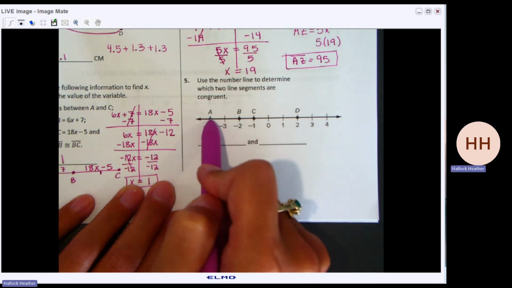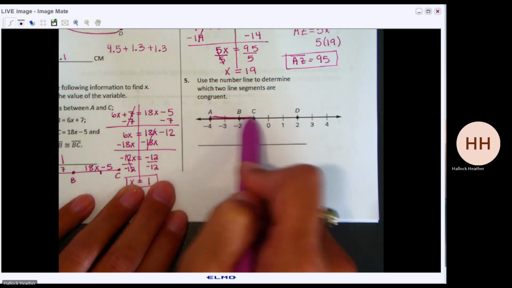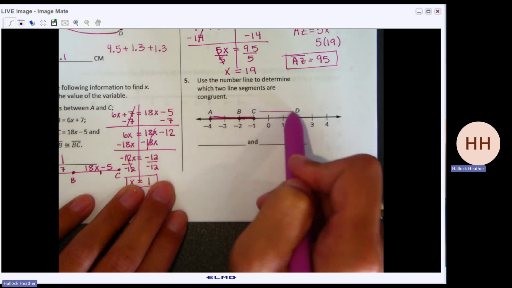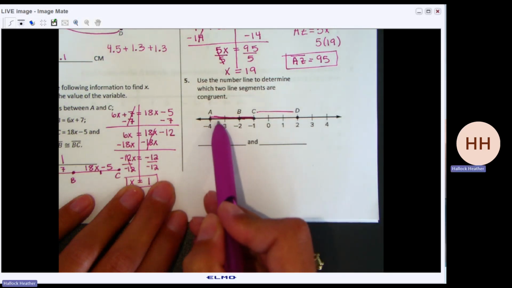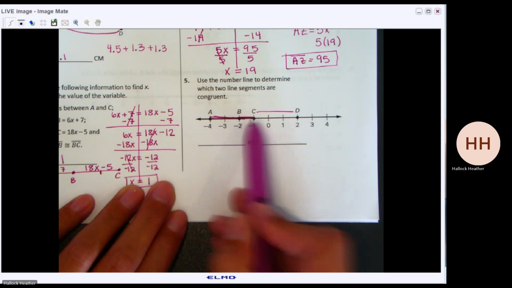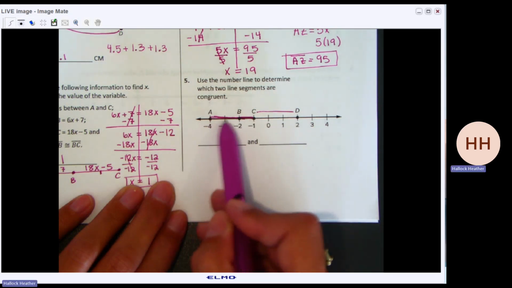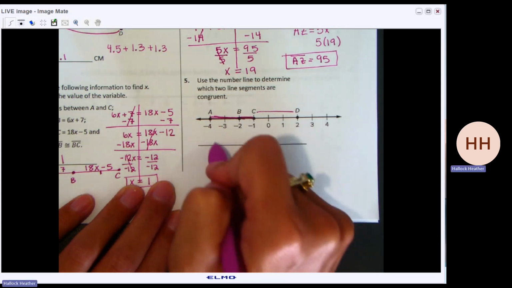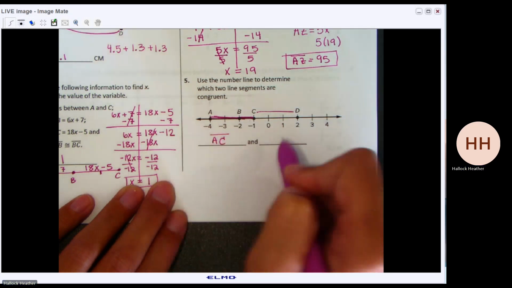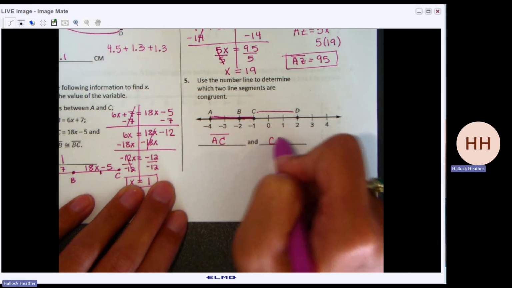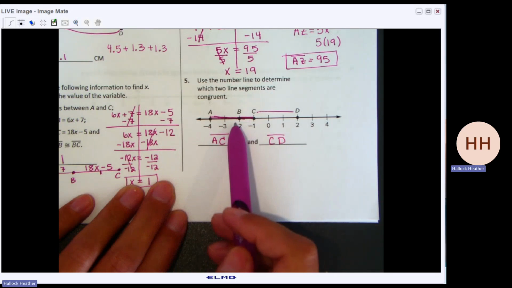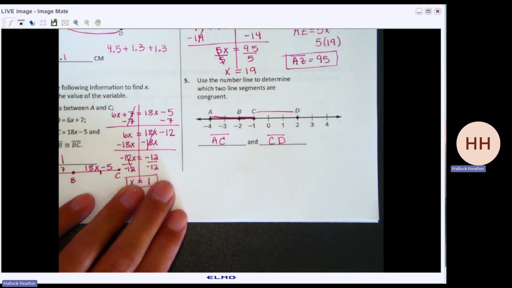But if I look from A to C, and I look C to D, these pieces are congruent. There are a total of 3. 1, 2, 3, 1, 2, 3. So I would say AC is congruent to CD. So even if there's a point between them, it does not matter. You're just looking for something that is the same length.